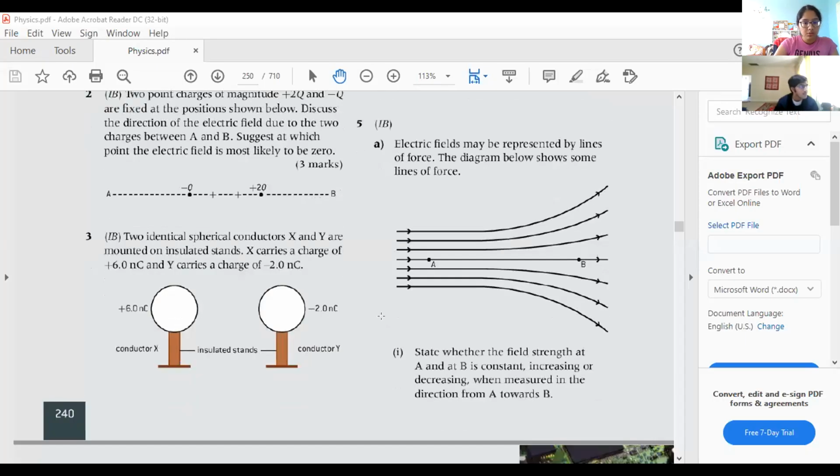Let me get the problems. Two identical spherical conductors, X and Y, are mounted on insulated stands. X carries a charge of 6 nanocoulombs and Y carries a charge of -2 nanocoulombs.